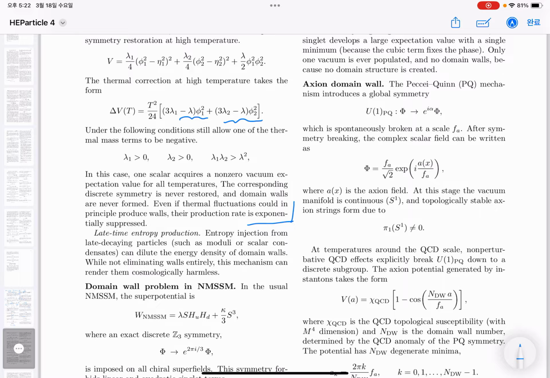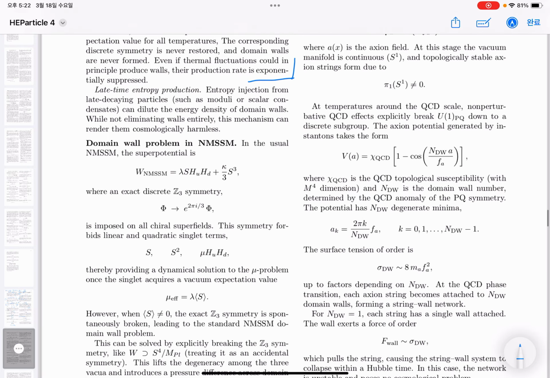And the other possible way to resolve the domain wall problem is late-time entropy injection. Entropy injection from a late decaying particle, from some scalar condensate or a long-lived particle. This can dilute the abundance of the DW.